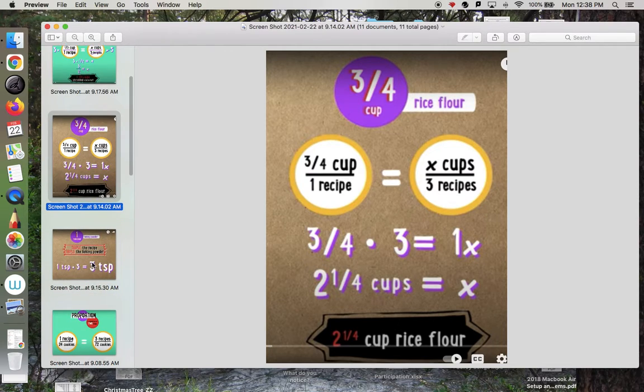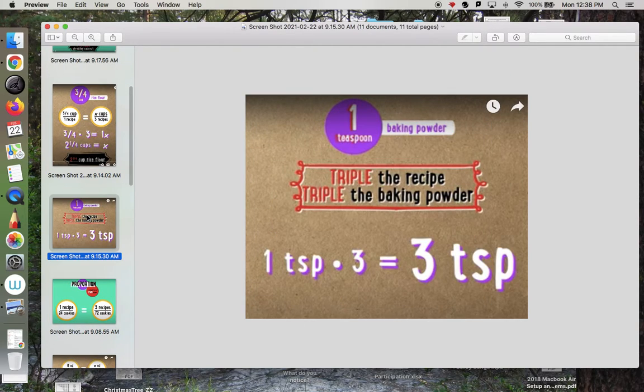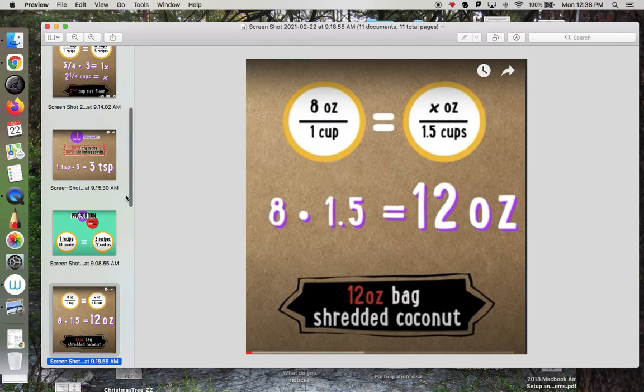All right, the next screenshot is when they talked about 1 teaspoon for one recipe, 3 teaspoons for 3 recipes, and 3 teaspoons equals 1 tablespoon. So they were just changing, in fact, that's not even this one. This is just changing 1 teaspoon to 3 teaspoons for 3 recipes.